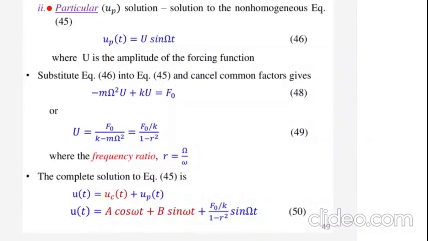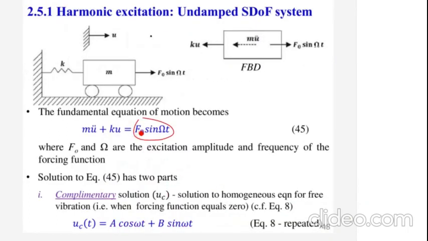The first part was the complementary solution. The second part is the particular solution. Now, because this part is no longer zero, the equation is no longer homogeneous, right? I'm just mentioning those terms because I know from your ordinary differential equation course, you really dwelt into details about that.